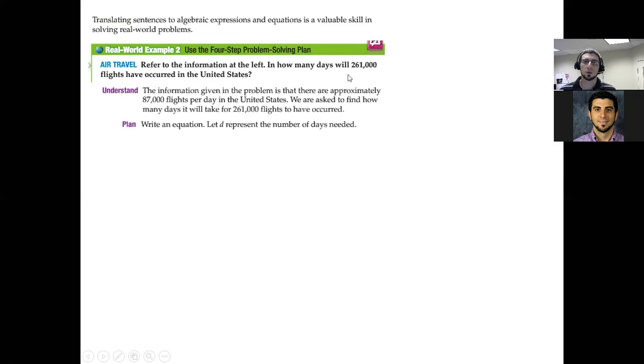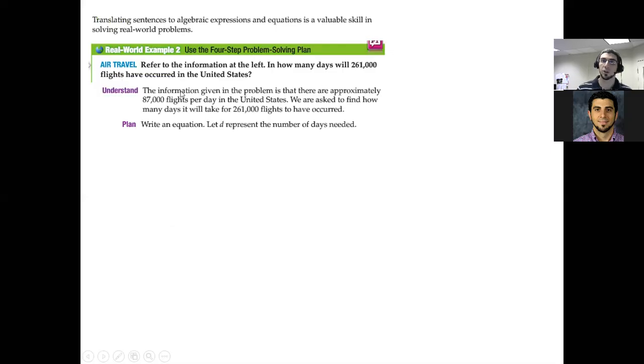In how many days will 261,000 flights have occurred in the United States? Now, this is on page 76 in your online textbook. There's a little picture with a plane next to it. Here's what it says. In 1919, Britain and France offered a flight that carried 2 passengers at a time. Now there are more than 87,000 flights each day in the US.